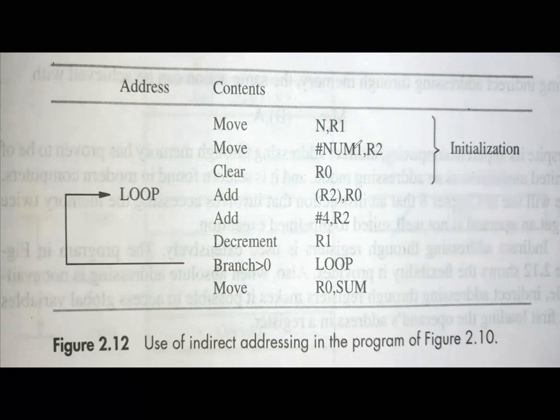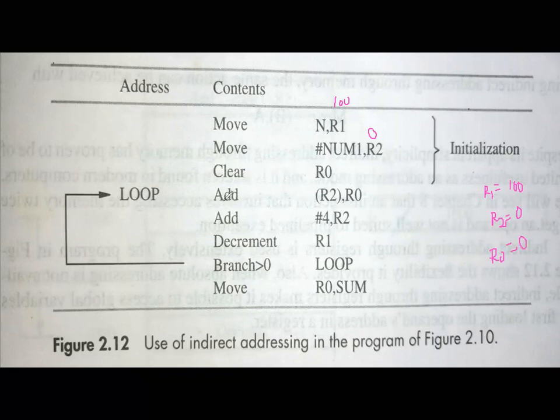So now the address of the first number will be inside R2. What is that address? 0. What is the value of R1? According to our example, 100 will be inside R1. Let me write over here. R1 has the value 100, and R2 has the address 0. Then CLEAR R0, so whatever R0 value we had in the previous cycle is reset to 0 now. Then they will start.